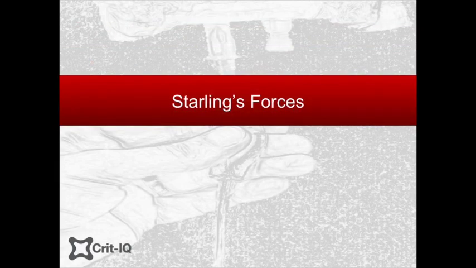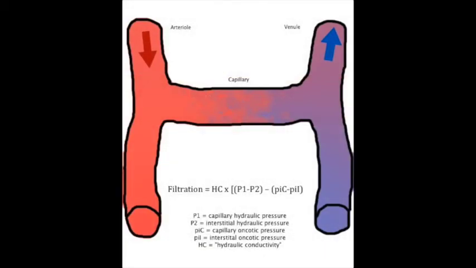Ernest Starling's concept of fluid movement at the capillary level dates back to the late 1890s. He proposed a model, as shown in the diagram, where the balance of hydrostatic and osmotic forces applied at the capillary resulted initially in the outward movement of fluid, and then later the inward movement of fluid into the capillary.